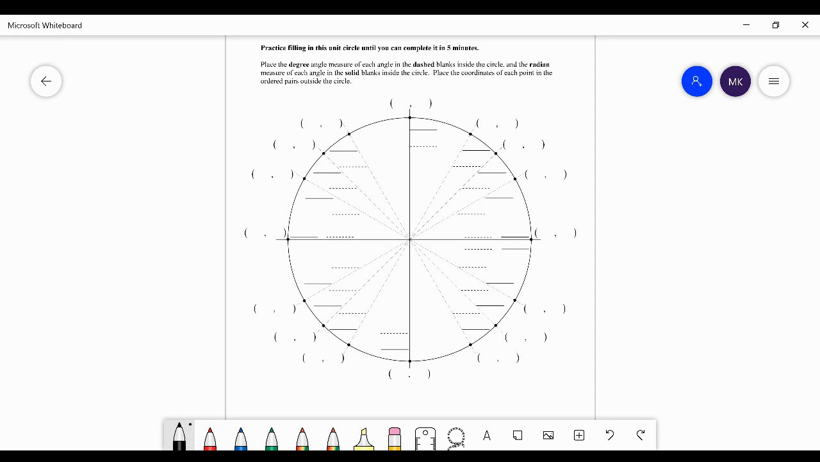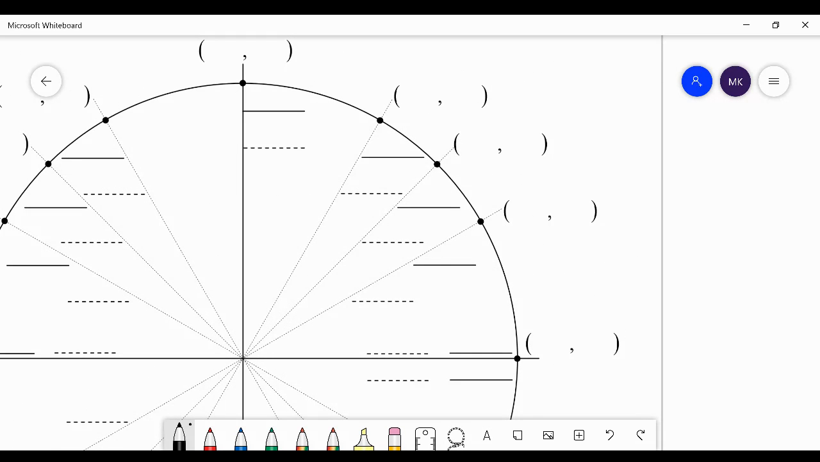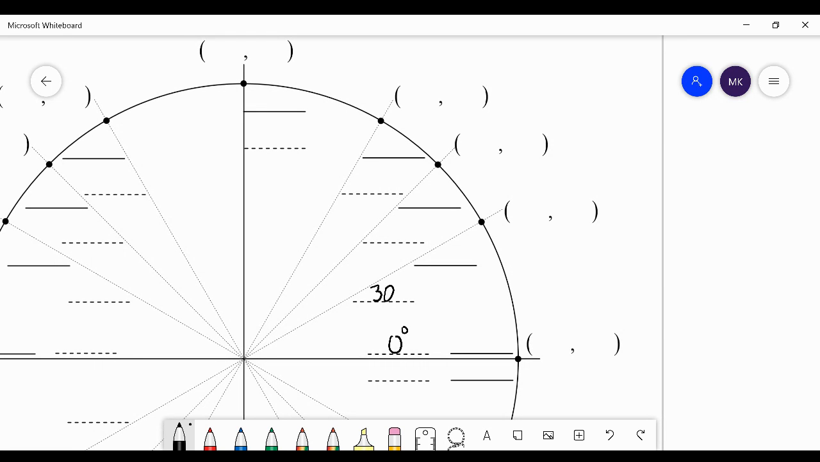So the first thing is, I want you guys to read these instructions. We're going to place the degree angle measure on the dashed lines, and the radian measure of the angle on the solid lines. So if we just look here at this first quadrant, we have 5 angles, if you will. We have the angle that is 0 degrees. This first one here is 30 degrees. The second angle is 45 degrees. Our third angle is 60 degrees. And this last angle here is 90 degrees.